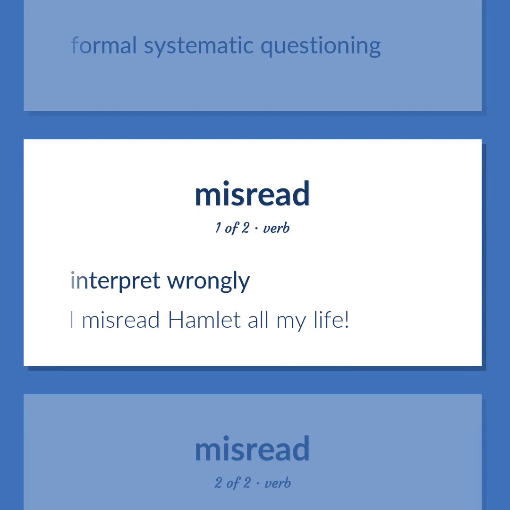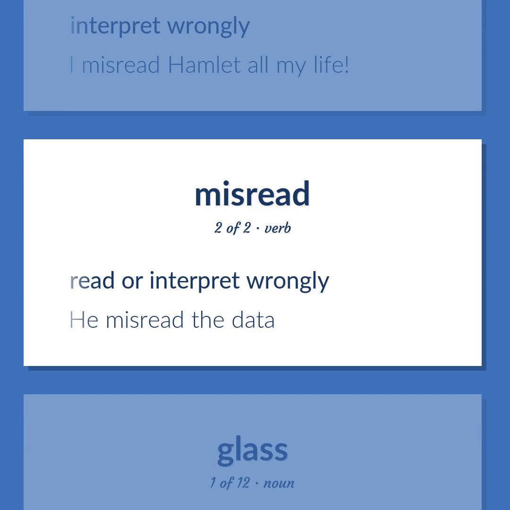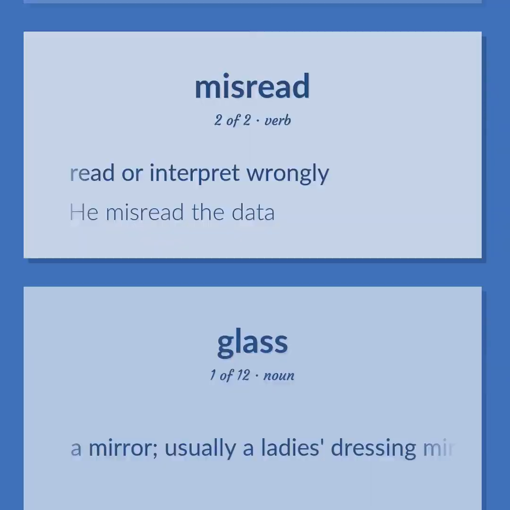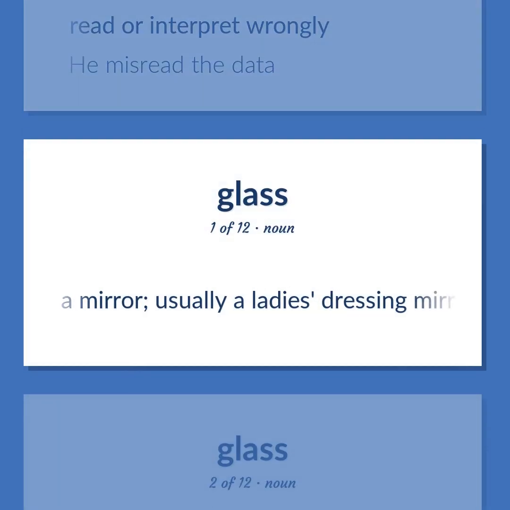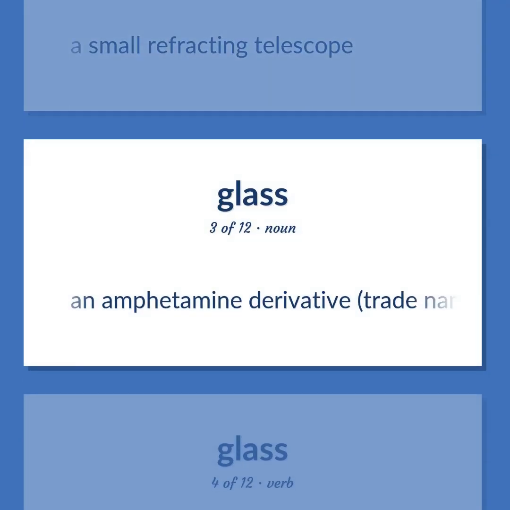Interpret wrongly. I misread Hamlet all my life. Read or interpret wrongly. He misread the data. A mirror, usually a ladies' dressing mirror. A small refracting telescope. An amphetamine derivative, trade name methadone, used in the form of a crystalline hydrochloride, used as a stimulant to the nervous system and as an appetite suppressant.